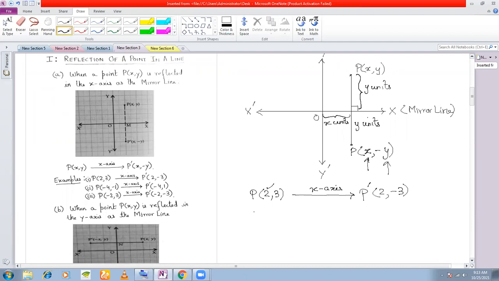Let me give you another point, say (-4, -1). I want to reflect this point in the x-axis. So what should be the image of this point, P dash? Again, you keep the x coordinate the same and you change the sign of the y coordinate. The y coordinate here is -1. This will become +1. Clear?